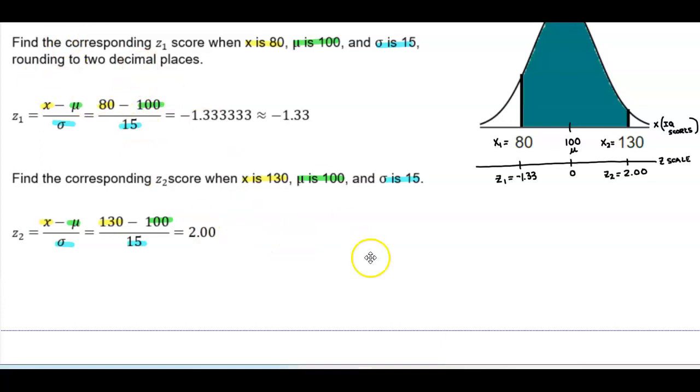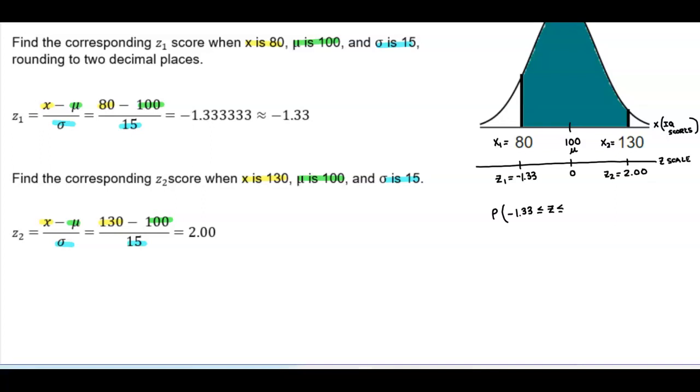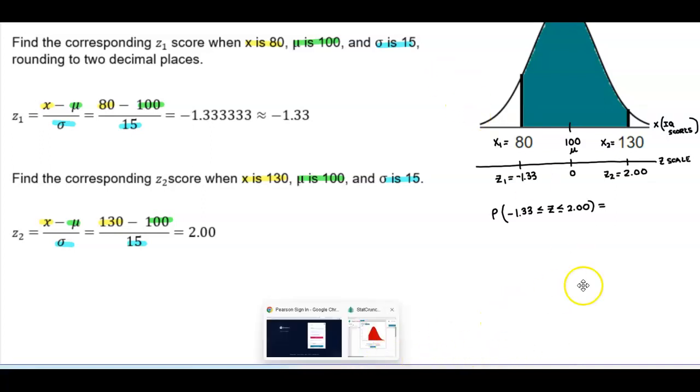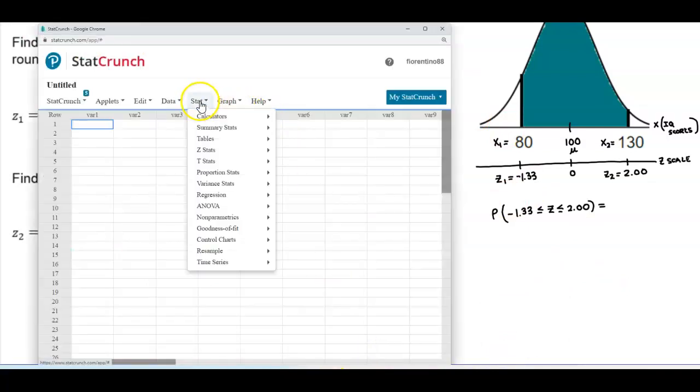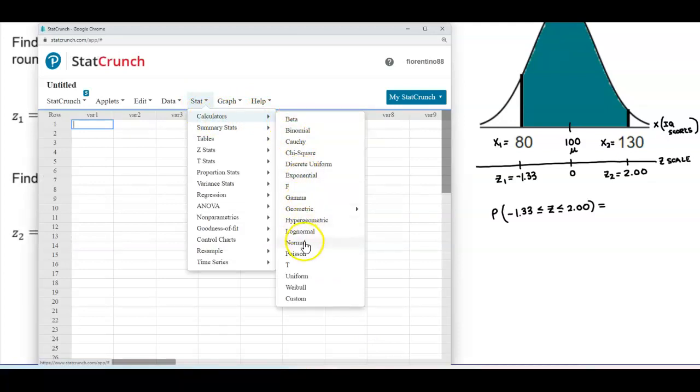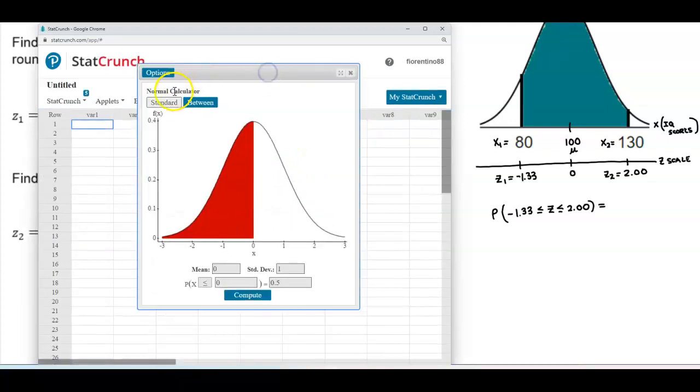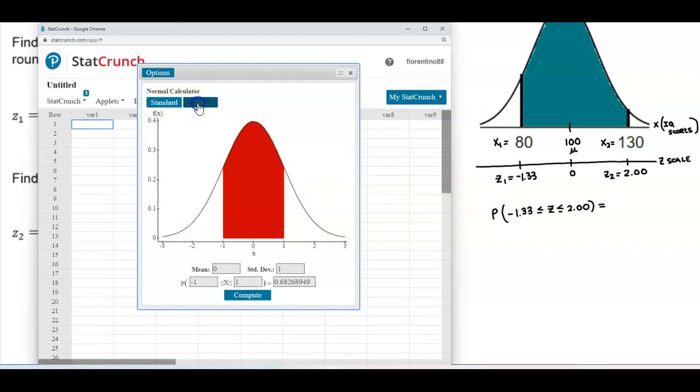So what we want to do now is use StatCrunch to find the area that's in between these two. Basically what we're looking for is the probability where it's between negative 1.33 and 2.00. That's the probability that we're looking for. So the key word here is between. So let's open up StatCrunch. We're going to select Stat, go to Calculators, and scroll all the way down to Normal. And then here it says Standard and then Between. We want to select the Between option.